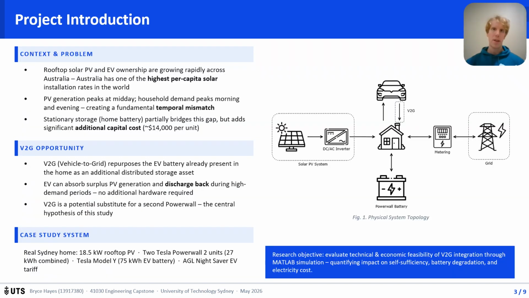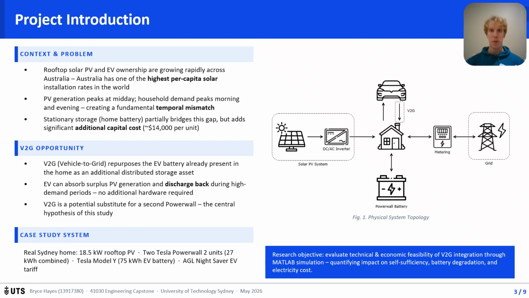So to start off, I'd like to give some contextual information outlining the technical challenges the grid is facing, the case for V2G functionality, and introduce the project-specific system. So rooftop solar and PV and EV ownership are growing rapidly across Australia, and Australia actually has one of the highest per capita solar installation rates in the world.